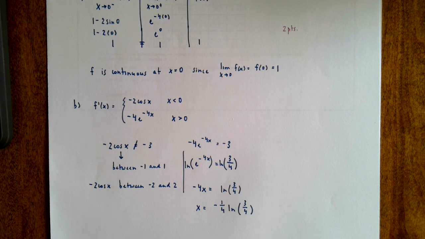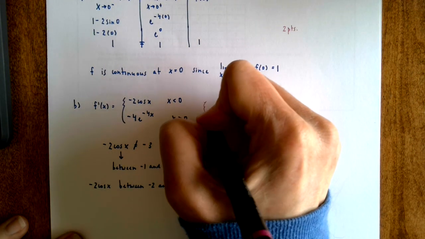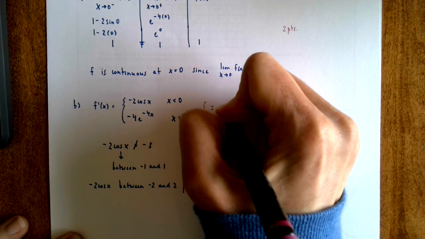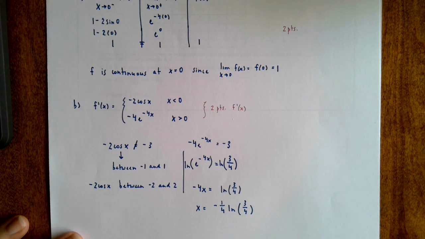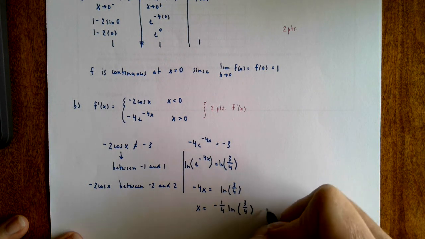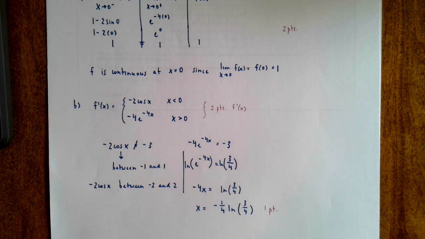All right, so for part B, they gave 2 points for writing that piecewise function for f prime. And then down here for getting the value of x, they gave 1 point. All right, that's it for this one.